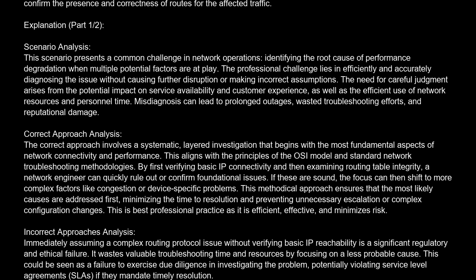It wastes valuable troubleshooting time and resources by focusing on a less probable cause. This could be seen as a failure to exercise due diligence in investigating the problem, potentially violating service-level agreements, SLAs, if they mandate timely resolution. Focusing solely on the Alcatel Lucent specific routing protocol configuration without first confirming general IP connectivity and the presence of routes in the routing table is also a failure.